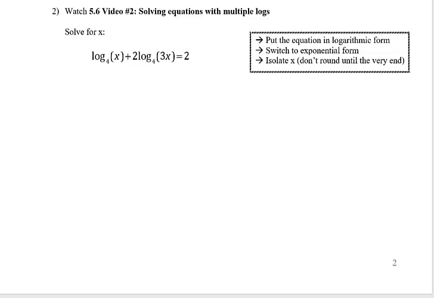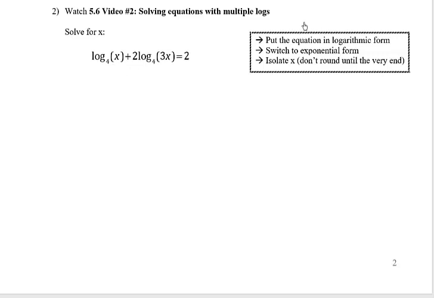This is video number 2 for section 5.6, solving equations with multiple logs. Why did we just cover all that material in the last video about changing something to a single log? Well, it is so that we can solve equations that are a little bit more complicated than we could before, namely equations that have more than one log in them.